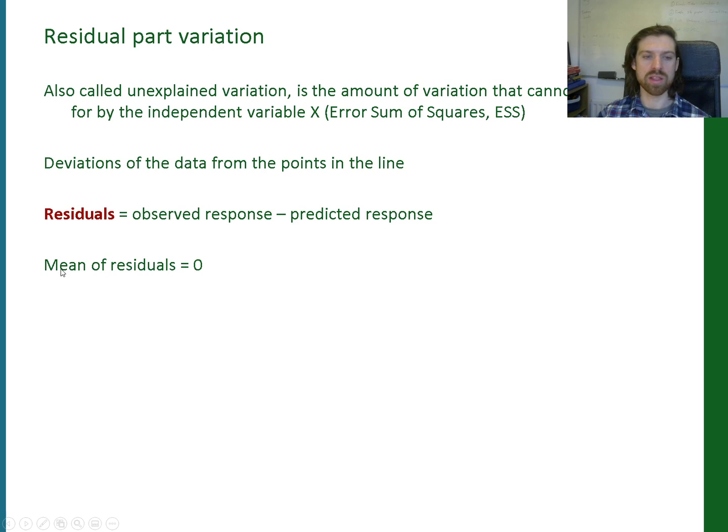Oh, and just one more thing, the mean of the residuals is 0 because we're going to be looking at those distances above and below the line. So we would expect, if the data are normally distributed, that the residuals are normally distributed, that the mean of the residuals would be 0.